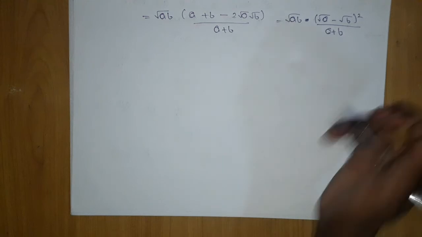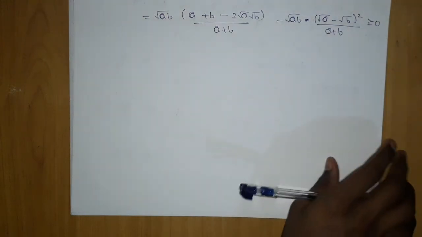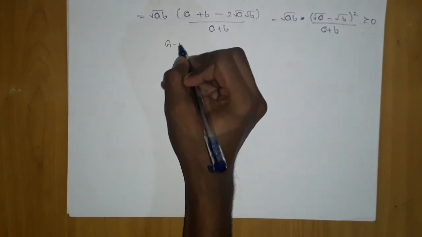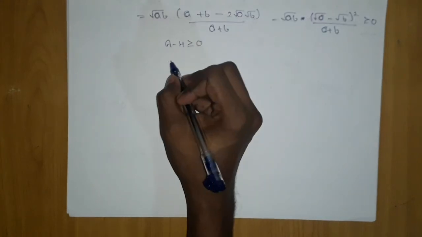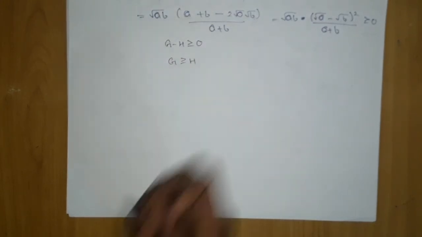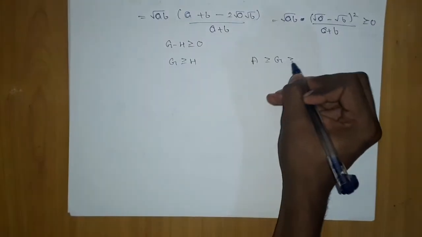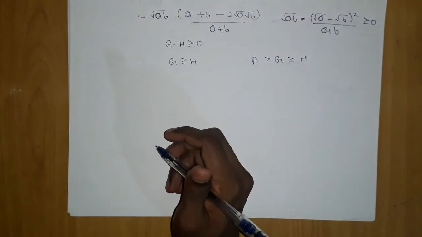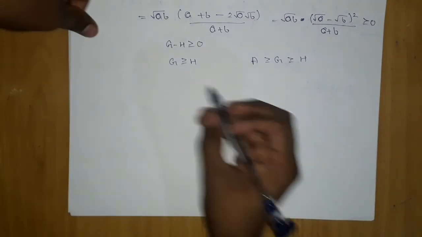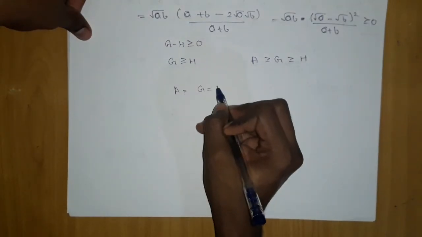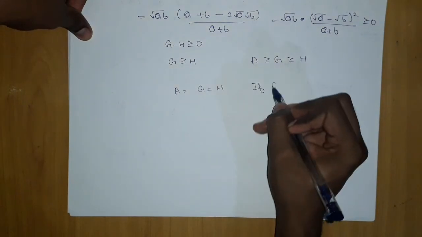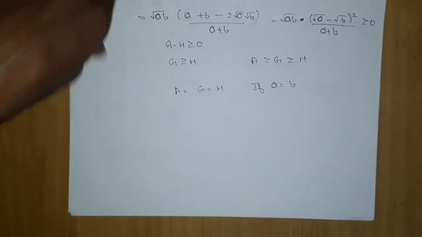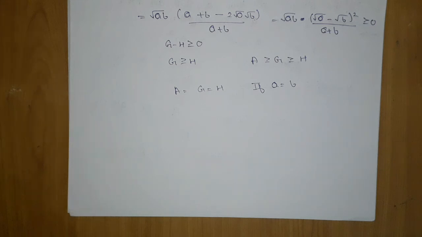So we are getting this. Now it is also greater than or equal to 0. So it also gives that g minus h will be greater than or equal to 0, which gives me g is greater than or equal to h. So what relation we have, a is greater than or equal to g is greater than or equal to h. Hope you have understood this relation. Also, a will be equal to g will be equal to h only if a is equal to b. There is nothing great in telling this.